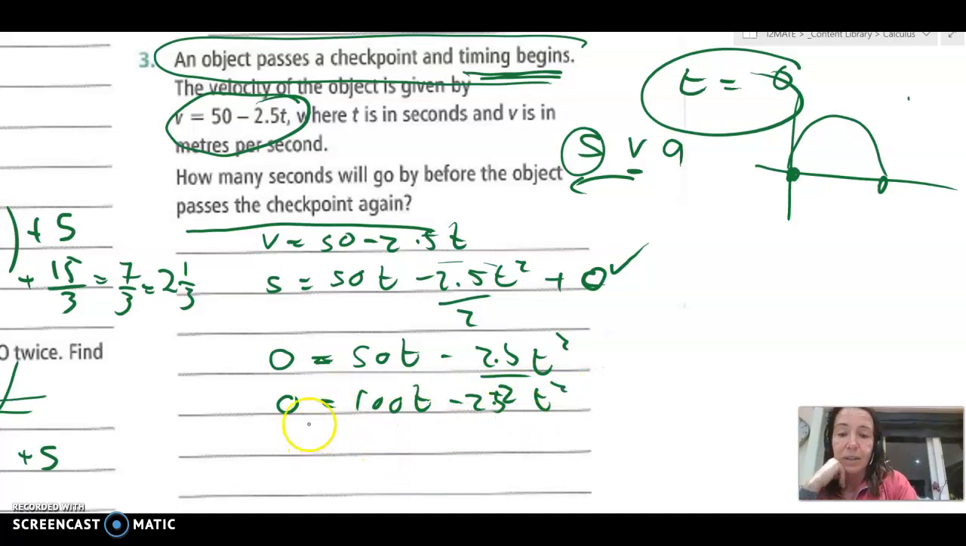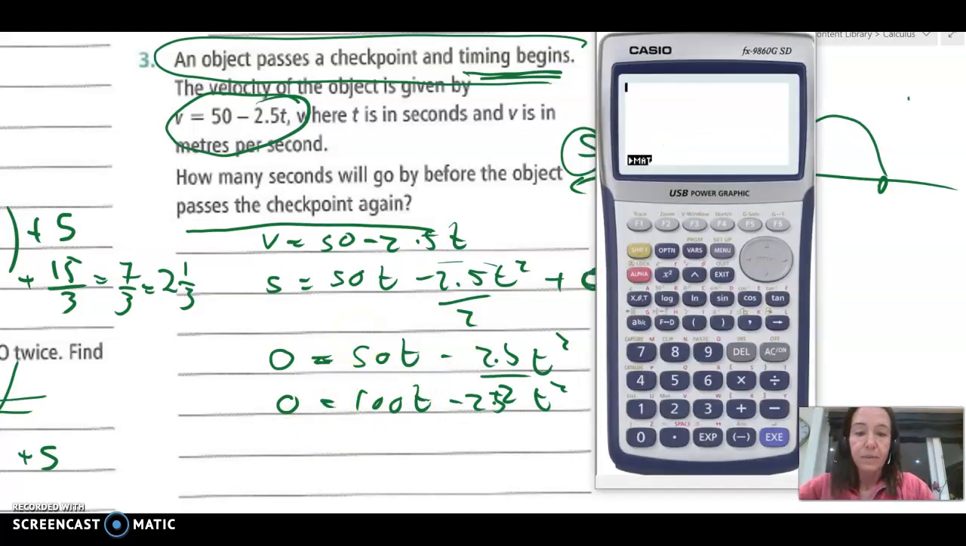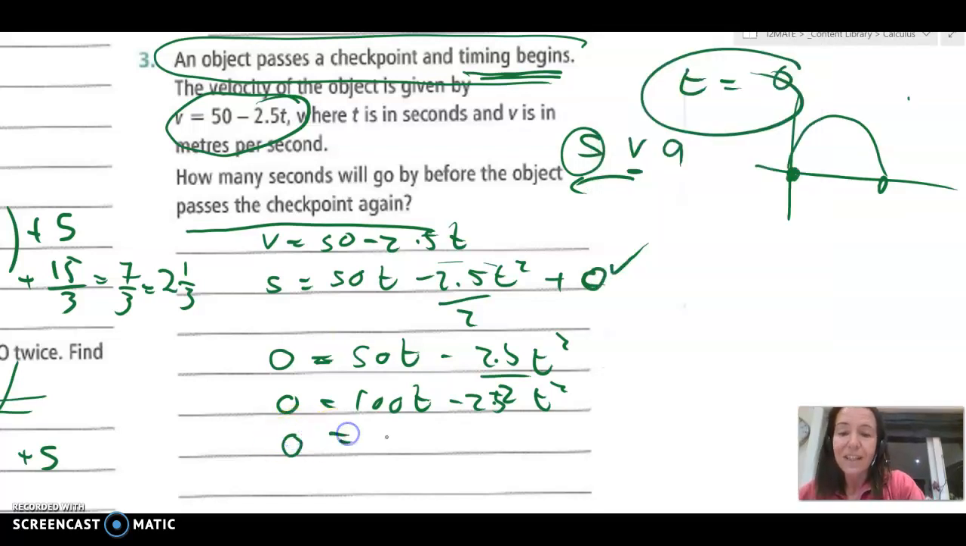And then I'm going to divide by 2.5. 100 divided by 2.5 is 40. Should have known that, sorry. 0 equals 40t minus t squared. I've just simplified. Whatever I've done to one side, I've done to the other. I've done it to all terms. You could have just put that into your calculator to factorize, but this is going to factorize nicely.